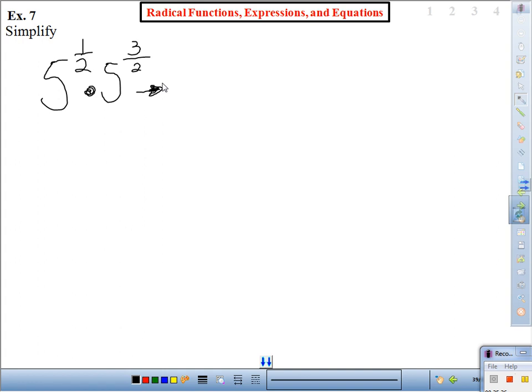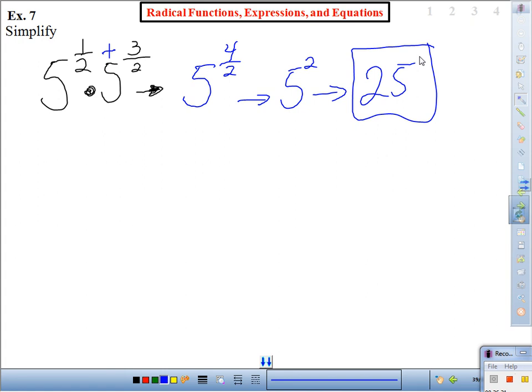All right, here we go. What's happening here? Multiplication. Do we have exponential expressions? Yes. Do they have the same base? Yes. What is the base? 5. What happens to the exponents? They add. 1/2 plus 3/2 is 4/2. What is 4 over 2? So that's 5 to the second. What is 5 to the second? 25. Hands, if you got that?